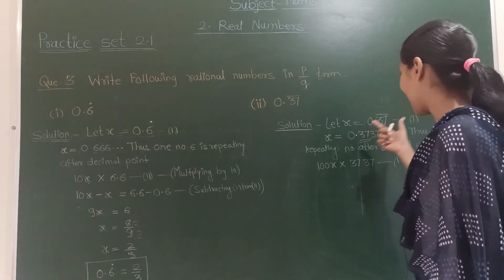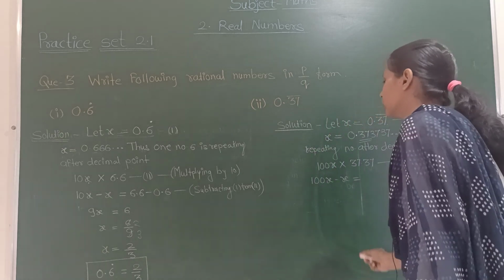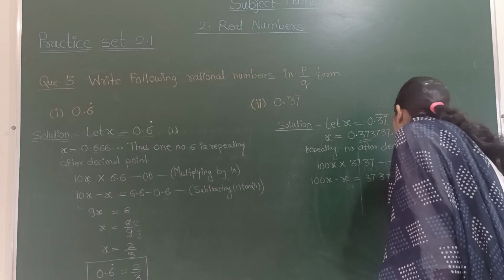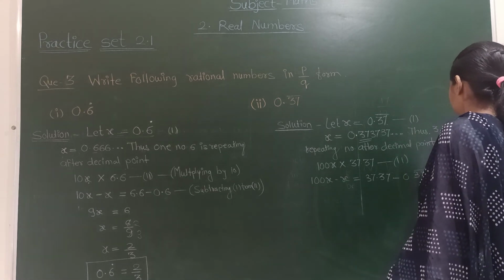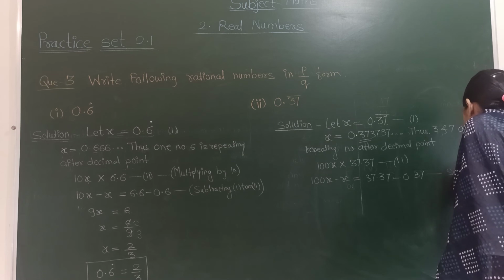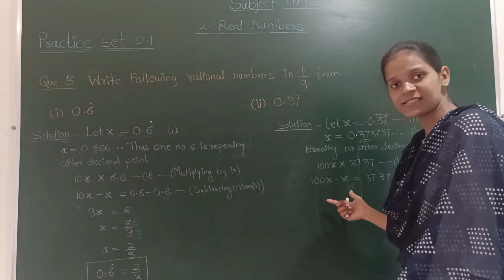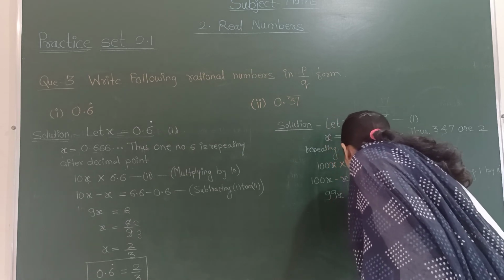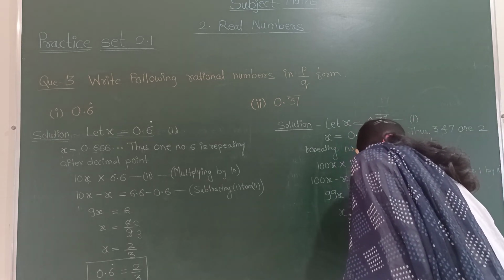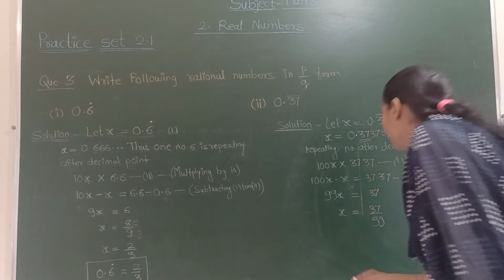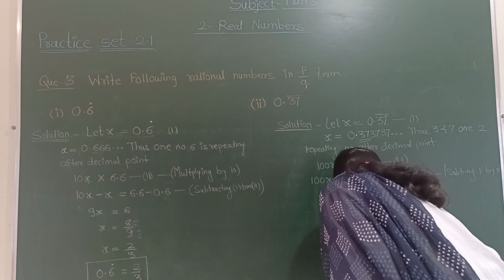What we have to do is subtract equation 1 from equation 2. So 100x minus x is equal to 37.37 minus 0.37. So 100x minus x is 99x, and 37.37 minus 0.37 is 37. So x will be 37 upon 99, where the value of x is 0.37 with 37 repeating. So the answer will be 37 upon 99.